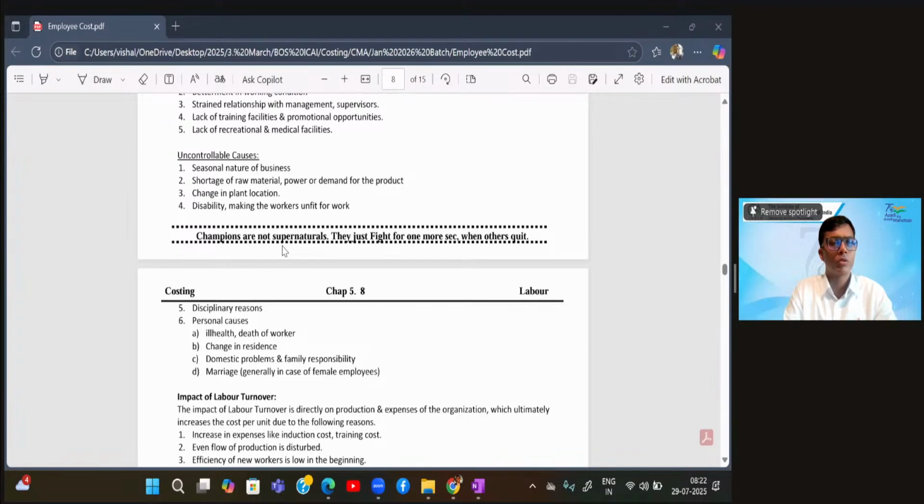Divya is saying it is not available in BOS. I'll check, beta Divya. I don't know whether you are asking about study material or my notes, because last class notes I have already shared. In fact, even the first class, that is cost, basics of costing, I shared the screenshots.